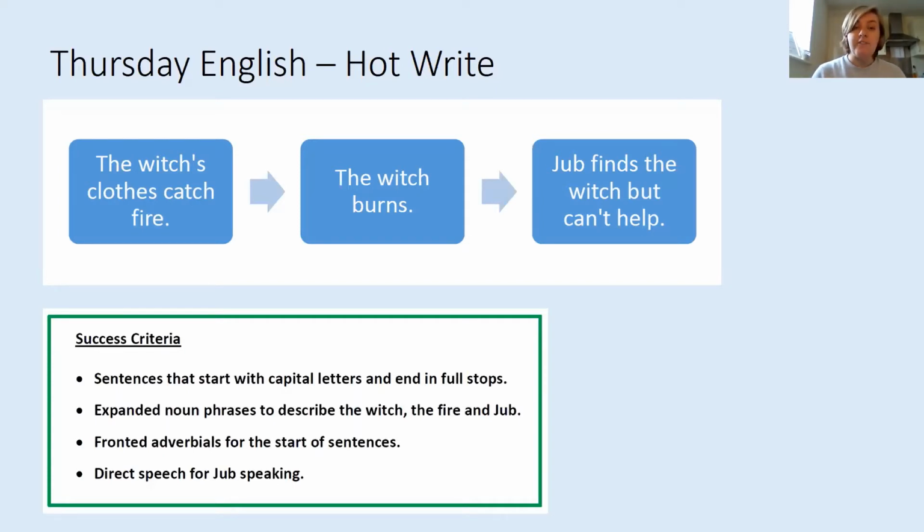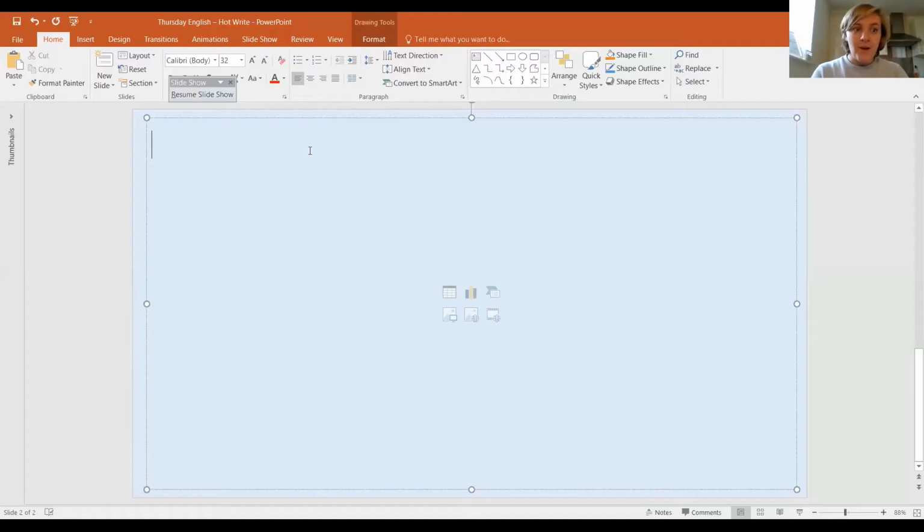Now we're going to have a look at my blank page where I will model for you how I would write this section. Okay, and then you're going to have a go. So let's have a look at that. Okay, so remember, I need to use fronted adverbials. I need to use expanded noun phrases. I need to use some direct speech somewhere maybe, and possibly a simile if I'm feeling extra fancy. I also need to make sure I have my capital letters and full stops in place.